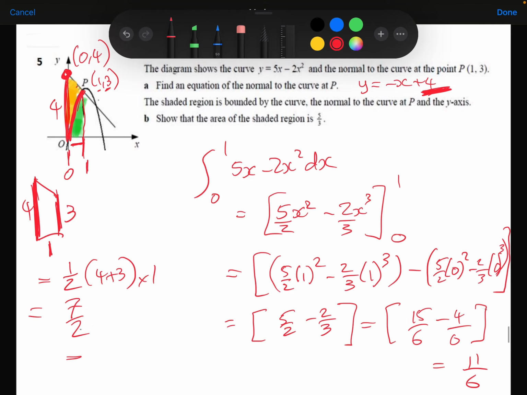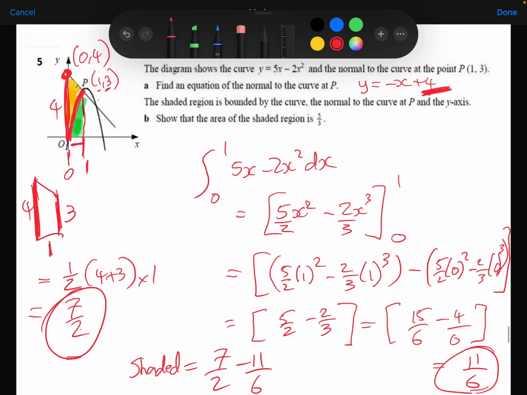So the area of the trapezium is 7 over 2. The area underneath the curve is 11 over 6. So the shaded region then will be 7 over 2 minus 11 over 6, which is the same thing as 21 over 6 minus 11 over 6, which is 10 over 6, which is the same thing as 5 over 3, which was what we needed to show.